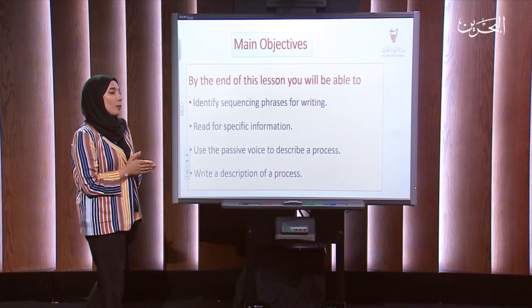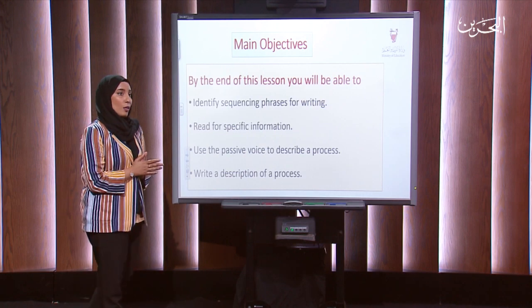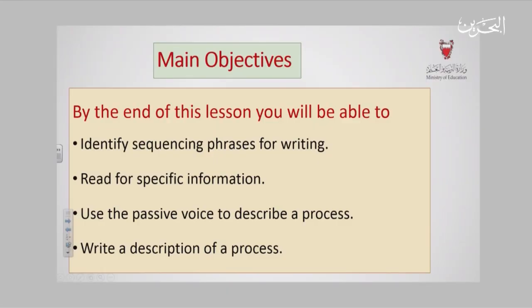The objectives that we will be covering: to identify a sequence phrase for writing, read for specific information, use the passive voice to describe a process, and finally, to write a description of a process. So let's start with our lesson. First thing I would like to do is start by recalling certain things.